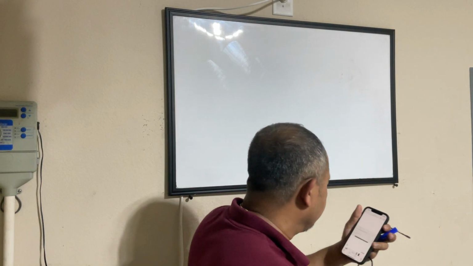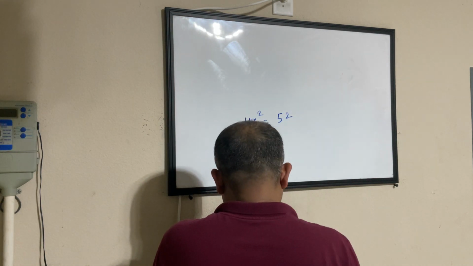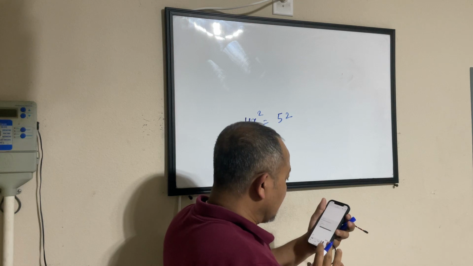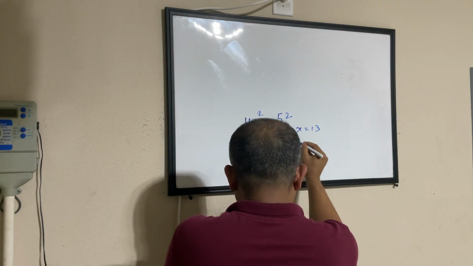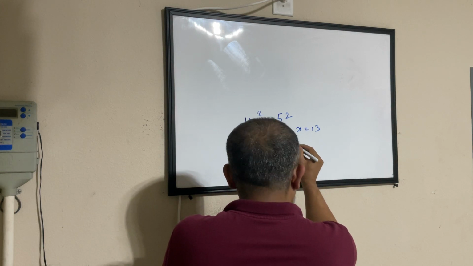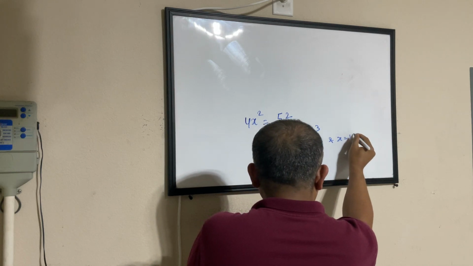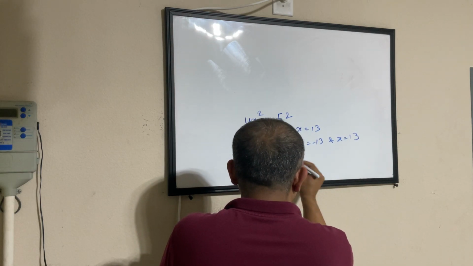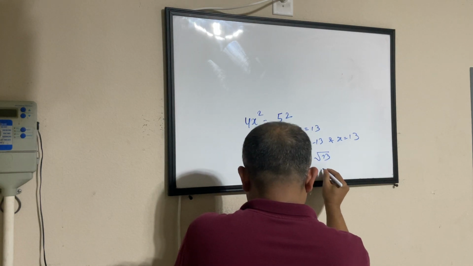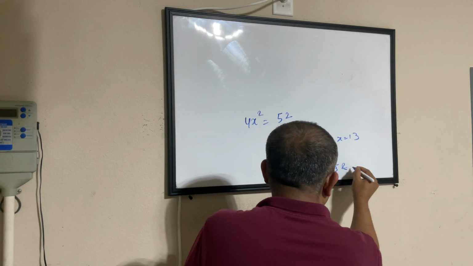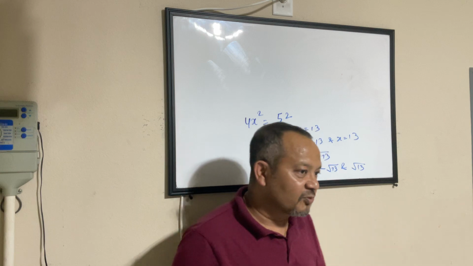So let me write the question first. The question is 4x squared equals 52. What are the solutions to the equation above? And there are four options. Option 1 is x equals 13. Option 2 is x equals minus 13 and x equals 13. Third option is x equals square root 13, and the fourth option is x equals minus square root 13 and plus square root 13. So these are four options, and trust me, I don't want anybody to solve this.